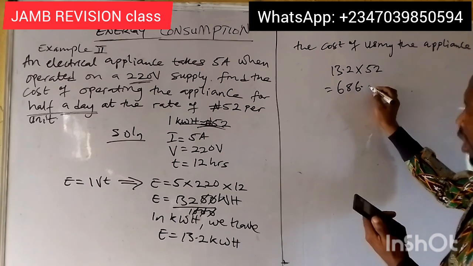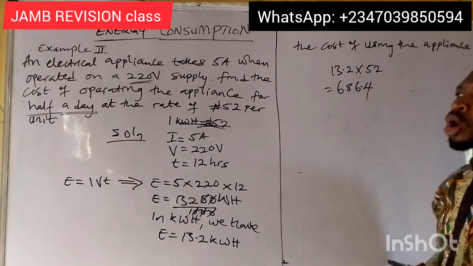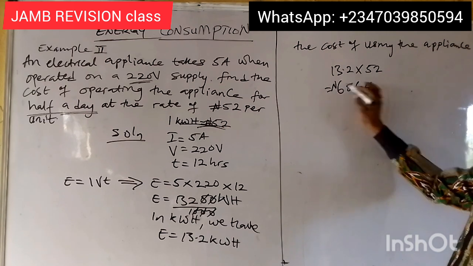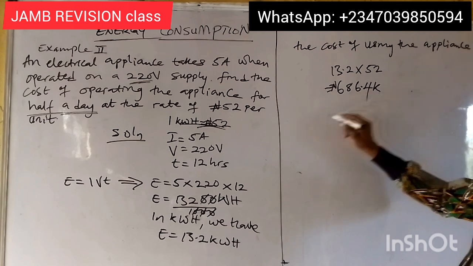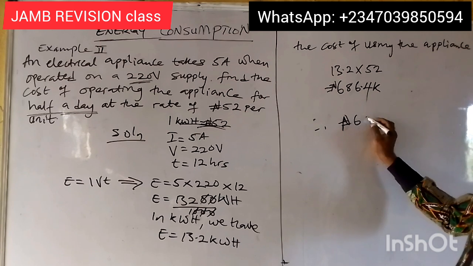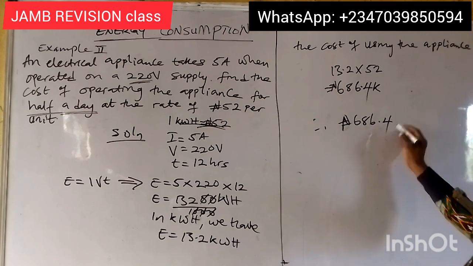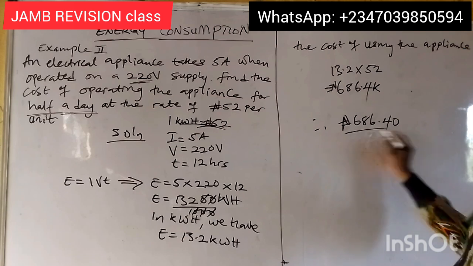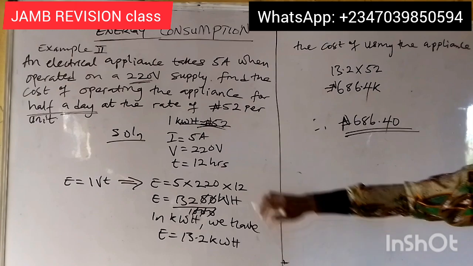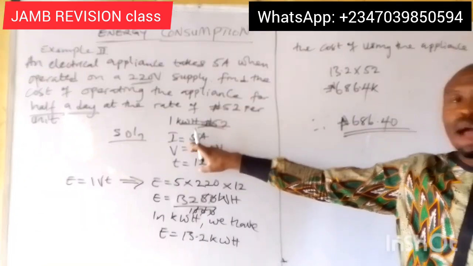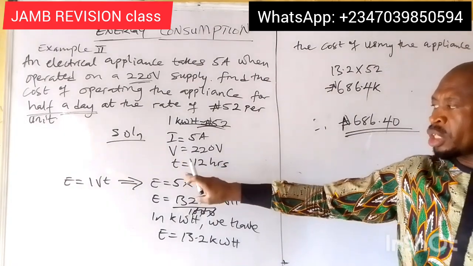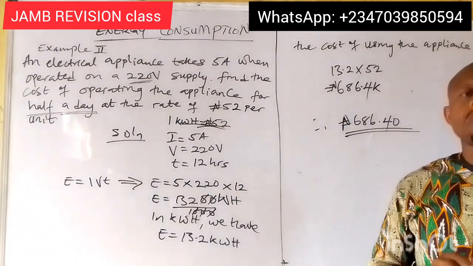686 naira 40 kobo. So, which will give us this. We can put naira here and then put kobo here. Therefore, the cost of running it is 686 naira 40 kobo. So this is the cost of running this, if it takes 5 ampere and takes this voltage at this time. Okay, let us take the next one.